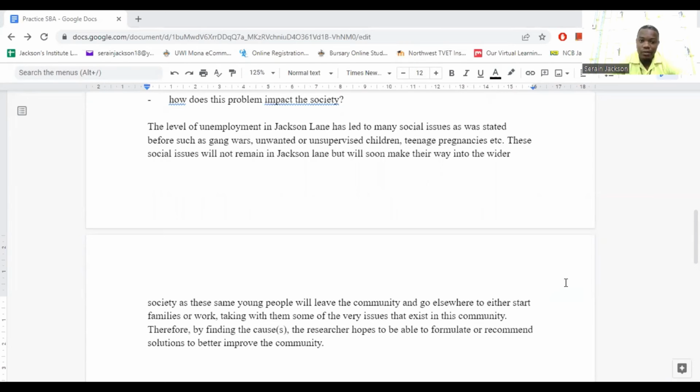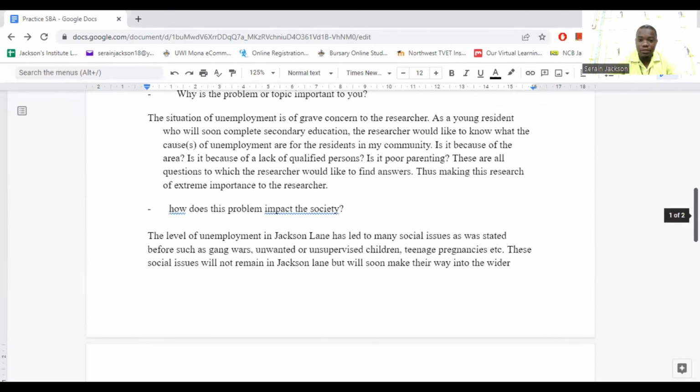These social issues will not remain in Jackson Lane, but will soon make their way into the wider society as these same young people will leave the community and go elsewhere to either start families or work, taking with them some of the very issues that exist in this community. Therefore, by finding the cause or causes, the researcher hopes to be able to formulate or recommend solutions to better improve the community. I could write right here, finding the cause or causes of unemployment among residents. Right? Yeah, that's all a little better. All right. So basically that, right?